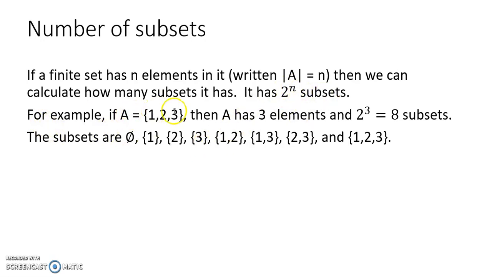A is 1, 2, 3. Obviously, A has 3 elements, or bar A equals 3 would be another way I could have written that. So, according to this formula, 2 raised to the power 3, that comes out to be an 8, is the number of subsets that A has. And here I've listed out all 8 subsets, so you can check for yourself. Okay, that's it for comparing sets.